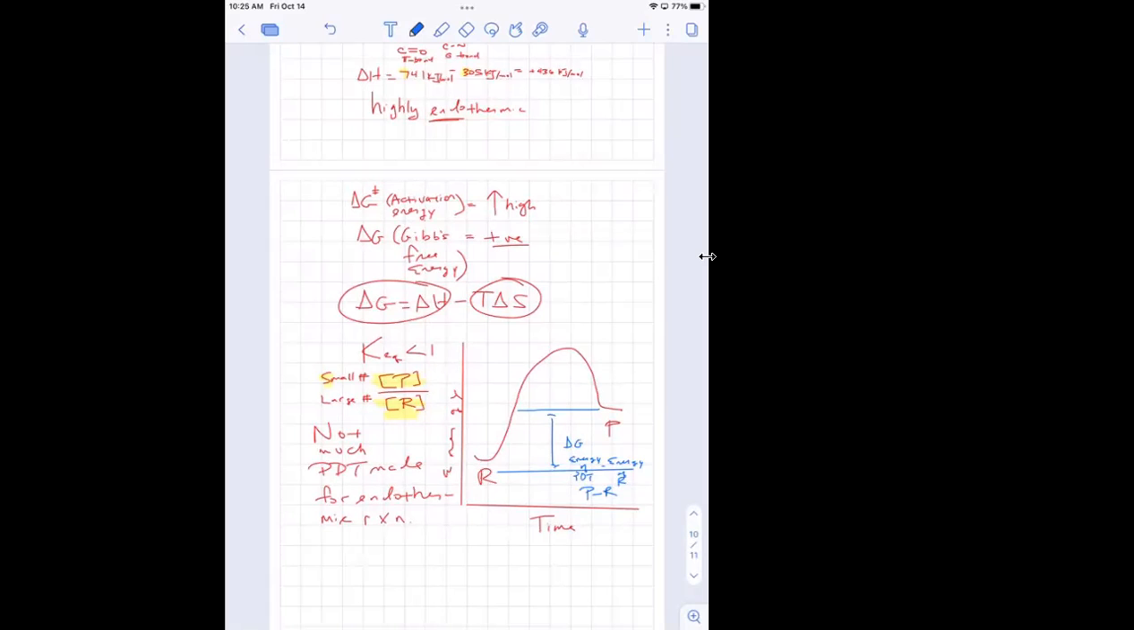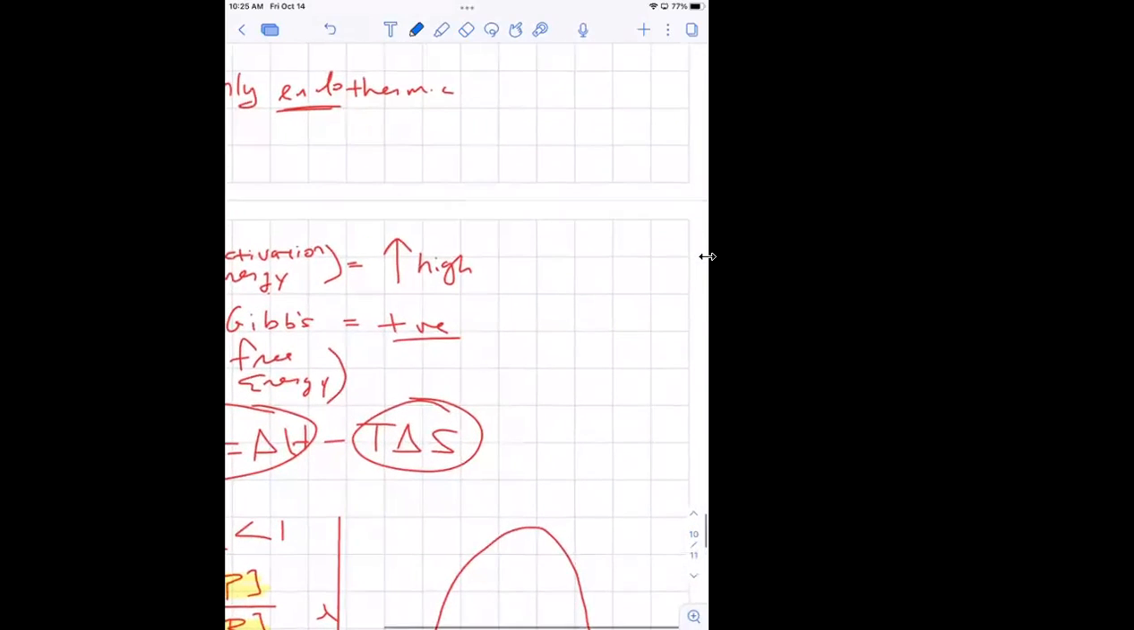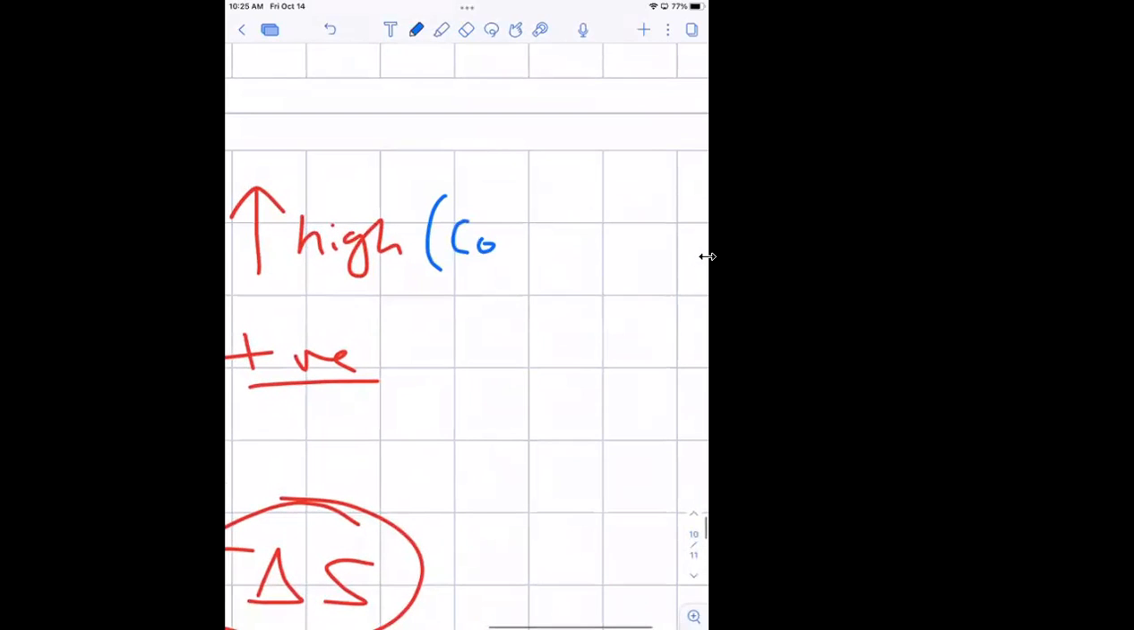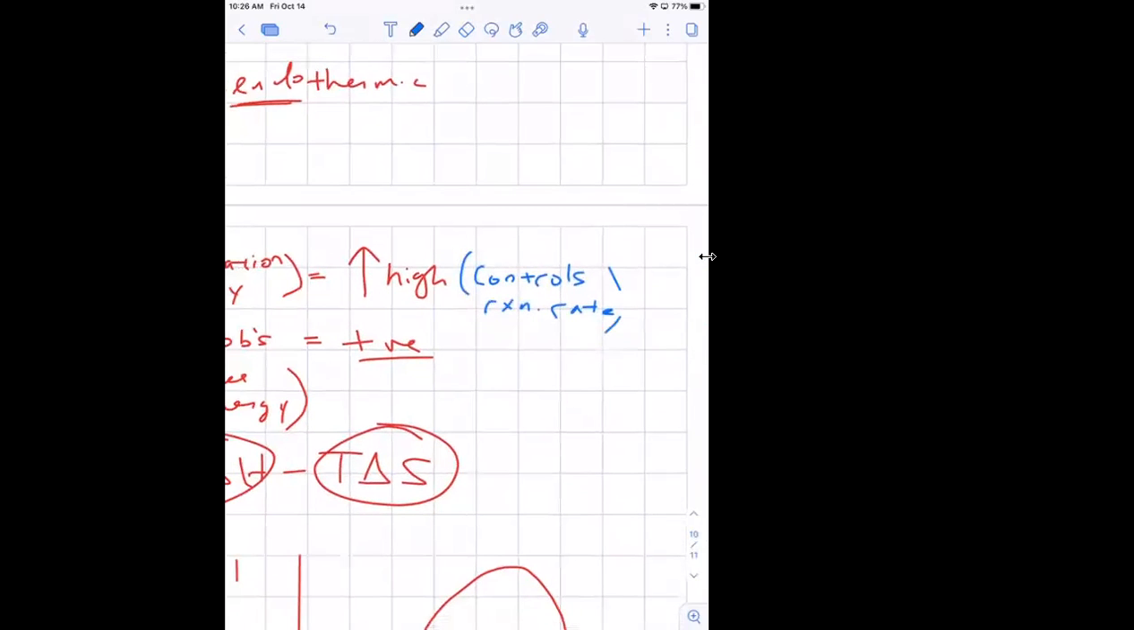Any other questions? All right, let's do another one. Same thing, we'll walk down all these thermodynamic terms. And let me say this: the activation energy is what controls the rate. If the activation energy is high, it's a slow reaction. If it's low, it's a fast reaction.